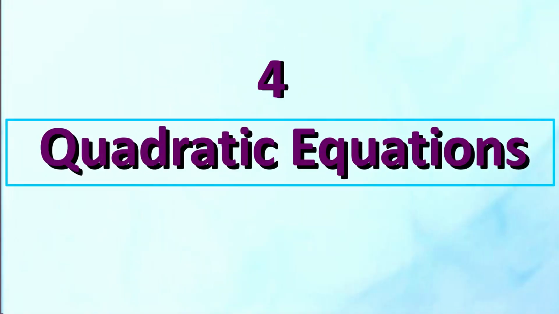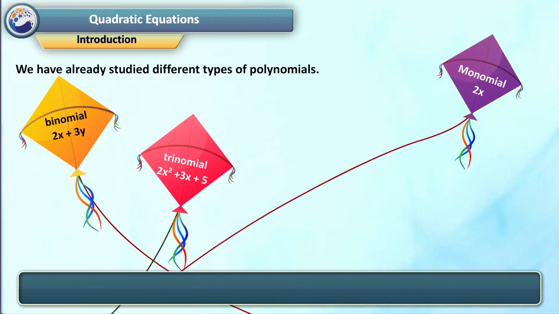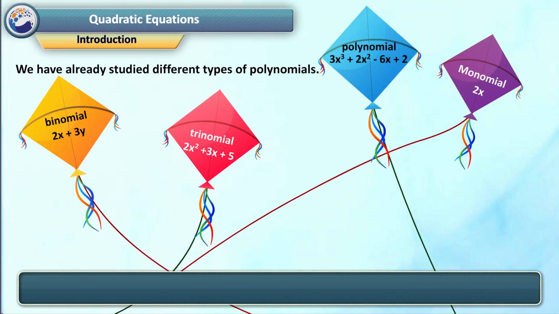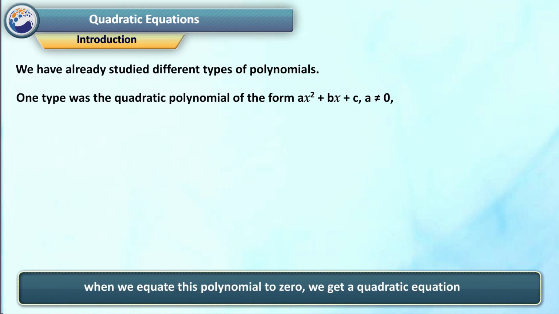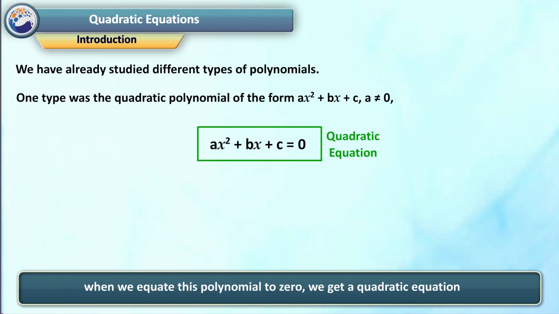Quadratic equations. We have already studied different types of polynomials. One type was the quadratic polynomial of the form ax squared plus bx plus c, where a is not equal to 0. When we equate this polynomial to 0, we get a quadratic equation. Quadratic equations come up when we deal with many real-life situations.